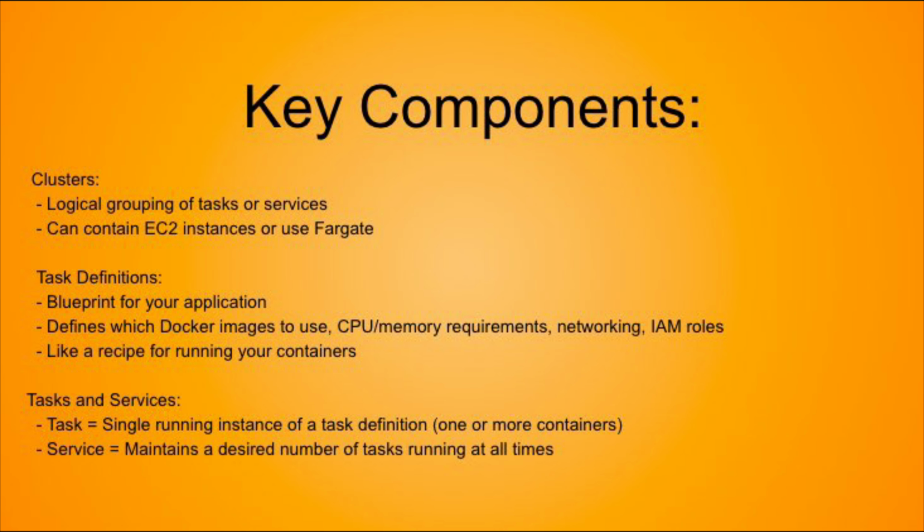So ECS has three main components: clusters, which are logical groupings of tasks or services and contain EC2 instances or use Fargate. Task definitions are blueprints for your application. It defines which Docker images to use, CPU and memory requirements, networking, and IAM roles. It's like a recipe for running your containers.